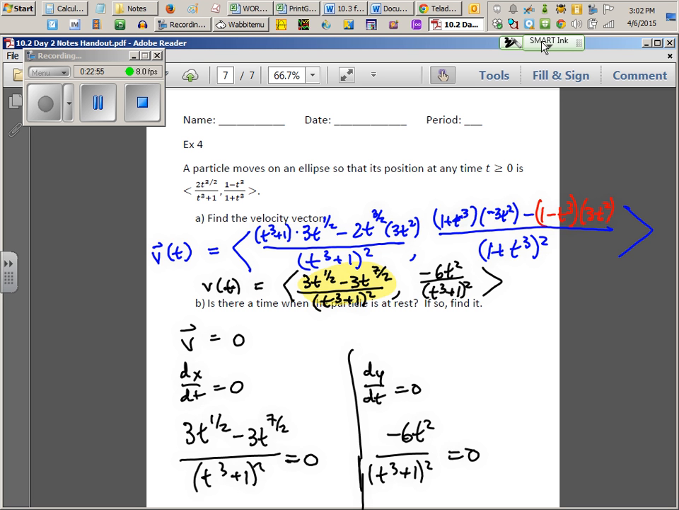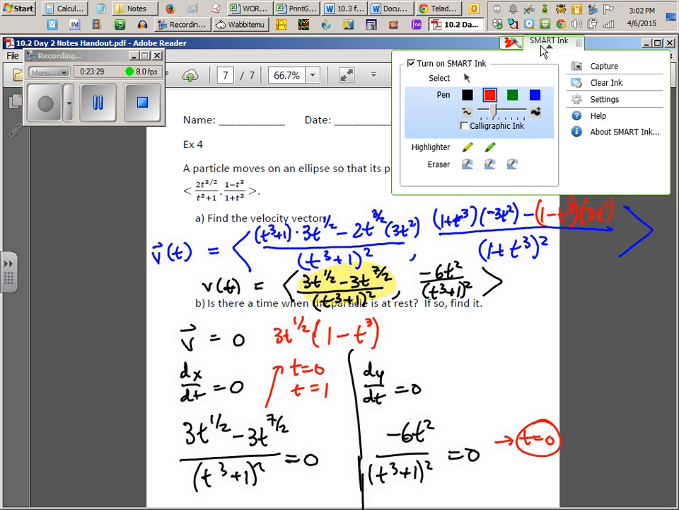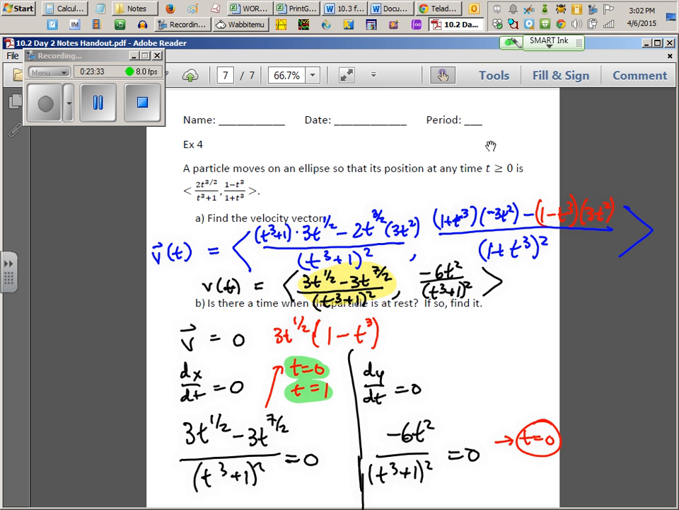Okay, so the first one, a little harder to solve. Let's look at the second one first. This is only true if t equals 0. The top is 0 and the bottom isn't. The first one has more than one answer. If you factor out a 3t to the 7 halves, you'll see what I mean. Actually, I want to factor out 3t to the 1 half. You would get 1 minus t cubed. Now, this has roots at 0 and 1. Okay? So in other words, is the time 0 and 1? Or is it just time 0?